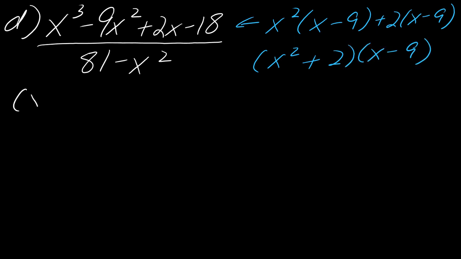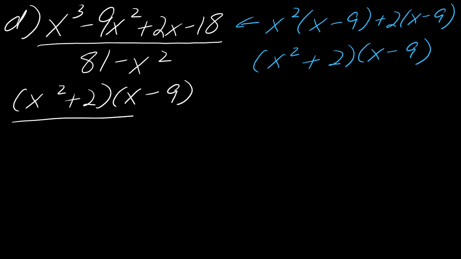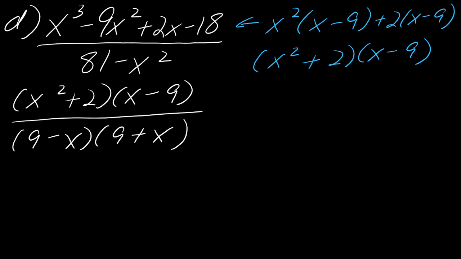Okay, so I'm going to write that up here, x squared plus 2, x minus 9, and then this will be 9 minus x, 9 plus x. Okay, and so now I can see that I have the x minus 9, 9 minus x, so I need to factor a negative out somewhere. I'm just going to factor a negative out on top.